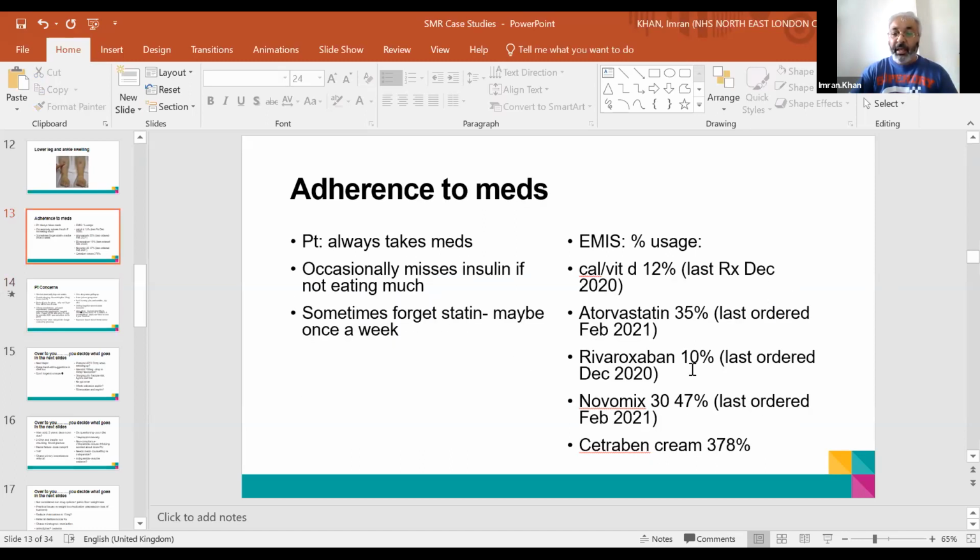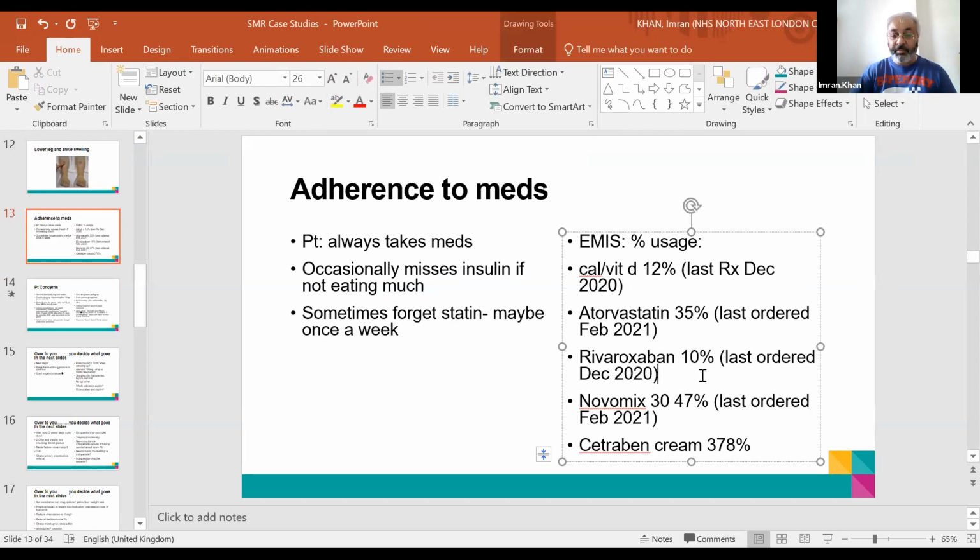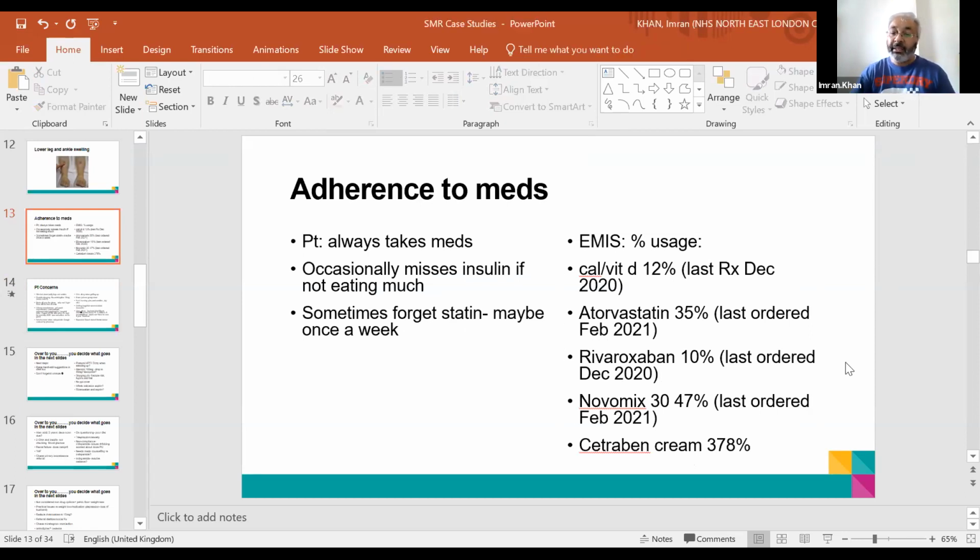Rivaroxaban. Yes, she's got AF, she needs it. Why is she on the aspirin? I'll tell you why she's on aspirin. Because in 1991, they said everybody who's got a risk of a heart attack or a stroke should be on aspirin. And that's what's happened. She's been on it ever since.